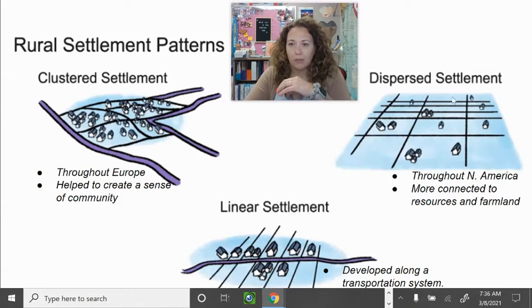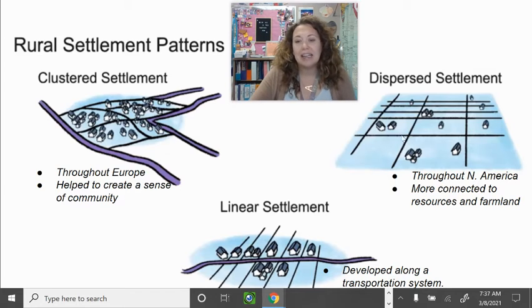Then over here, we have what's called dispersed settlement. This is more like a North American rural area. Remember, we're not talking about cities, we're talking about little towns. These are more connected to the farmland and resources. So each of these individual houses, that whole rectangle could be their farm. They might stick their house somewhere in the middle of the farm, and then they have a buffer between them and their neighbors.